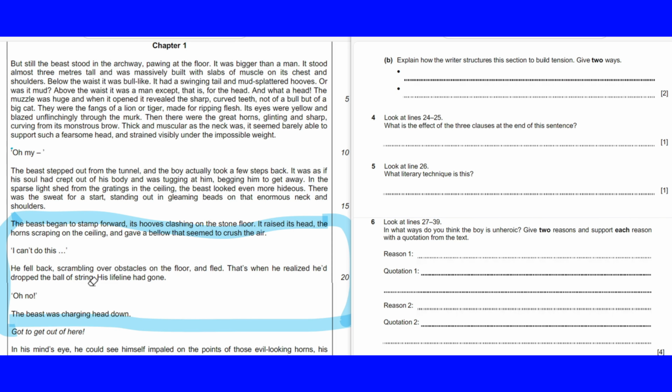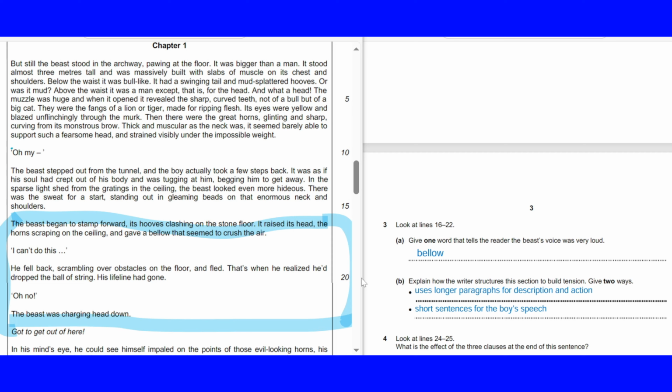Alright guys, let's check out the answers. Okay, so this is the example of correct answer. Uses longer paragraph for description and action here. And second is short sentences for the boy's speech. "I can't do this," said the boy. Oh no. Alright, that is the short sentences.